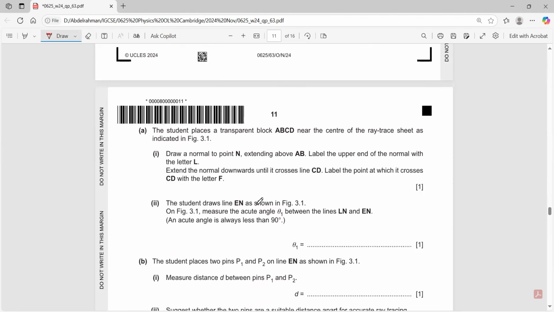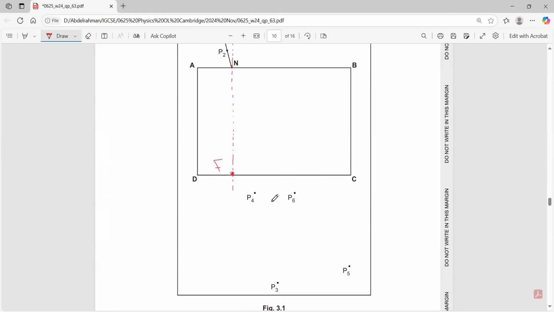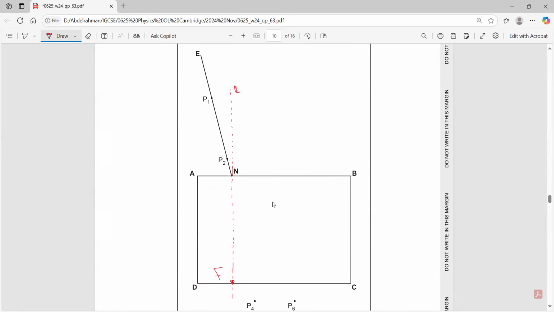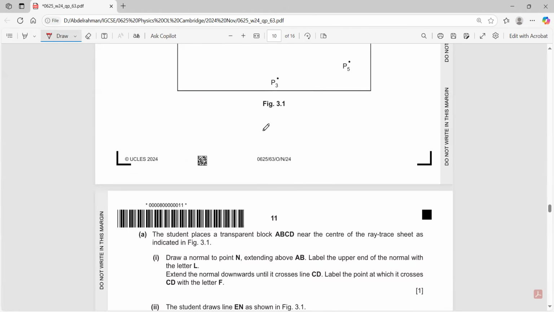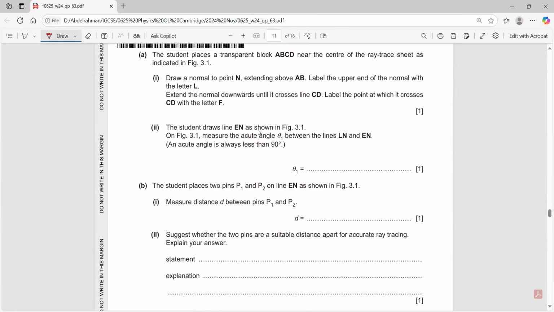And then the student draws line EN. Can I measure the angle theta 1 between EN and the normal? Yes, I can measure this angle theta 1. Using the protractor, this angle would be around 15 degrees. Then place two pins, P1 and P2.